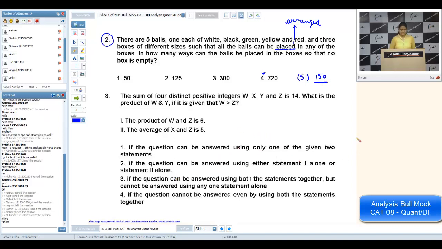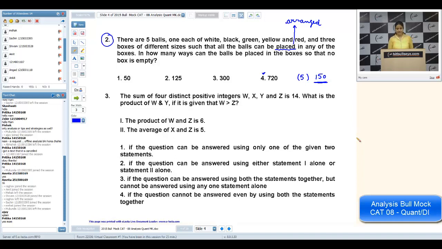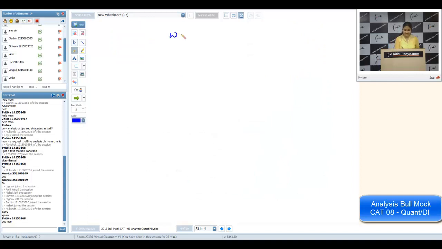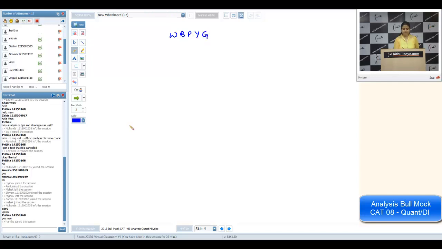Okay, Ajay. See, it says there are 5 balls, one each of white, black, green, yellow and red, and there are 3 boxes of different sizes such that all the balls can be placed in any of the boxes. In how many ways can the balls be placed in the boxes so that no box is empty? See, we have 5 colors. Let me take them as white, black, pink, yellow and say grey. We have 5 balls, we have 3 boxes, and since it says that the 3 boxes are different, I am taking these 3 boxes. So the boxes are distinct as well as balls are distinct.